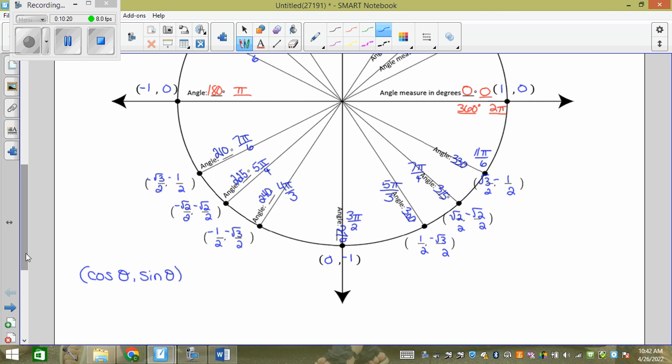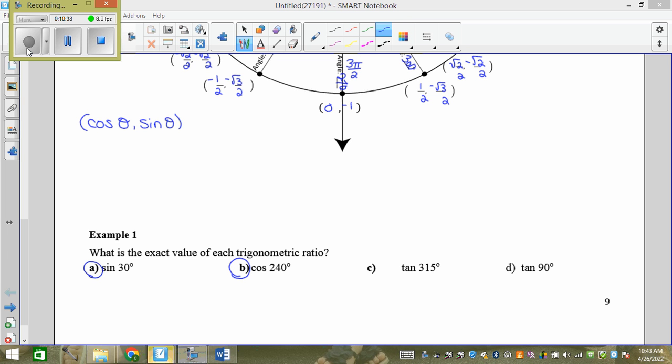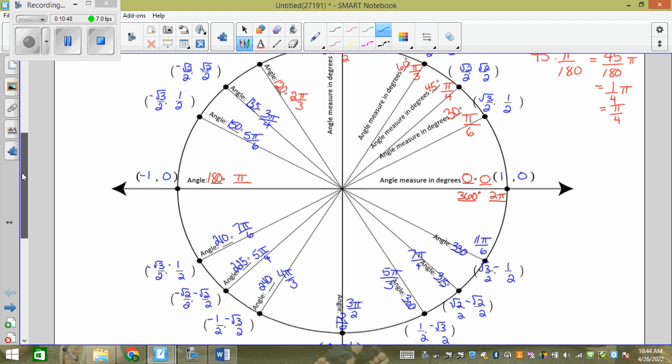What if I say cos of 330? Root 3 over 2. And sine of 330? Negative a half, right? Okay, I'm going to get you guys to try these two, A and B for now. I'm going to use 240. I'm going to use 120 because I just did 240. A and B. Sine of 30 is what? It's 1/2. It's the y.